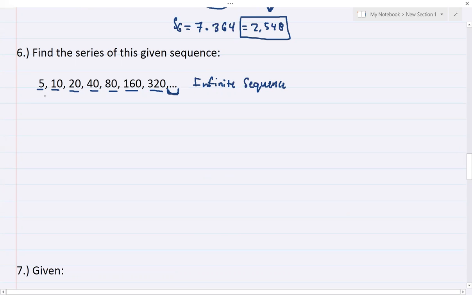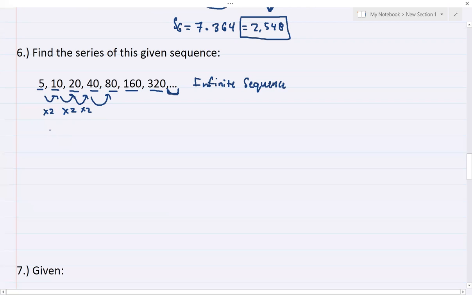You have 5, 10, 20, 40, 80. So how do we get 10 if the previous term is 5? We simply multiplied by 2. 5 times 2 is 10. Now, if we have 20 and we have 10, how did we get 20? Simple. We multiply 10 by 2. So 10 times 2 is 20. And here we have 40. How did we get 40 if we have 20? We just multiply 20 by 2. So 20 times 2 is 40.